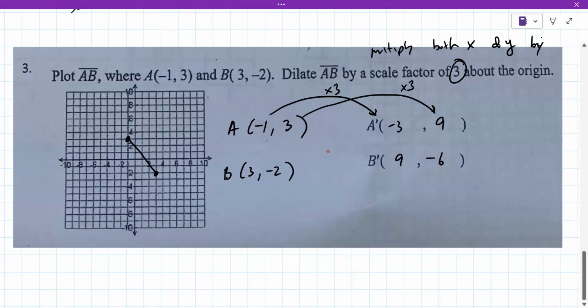-3, 9 is up here. 9, -6 is here. If I do a really nice job of drawing it, I think you could see that it's about 3 times as long. Yes, it appears to be. And that's really the whole point. That scale factor tells you the new length of the line. And we already know that the scale is changing by 3. That's right. Yeah, that makes sense.